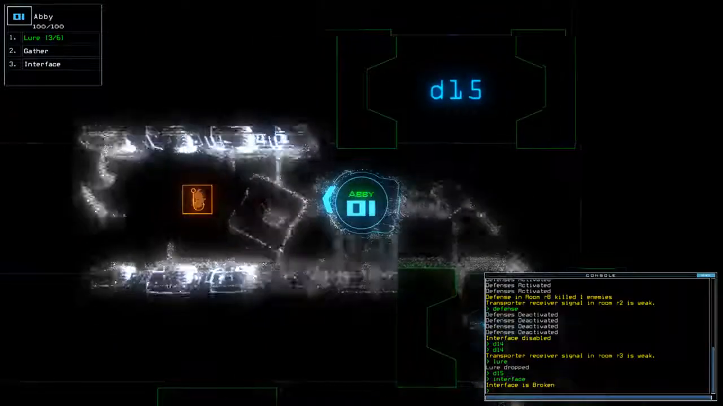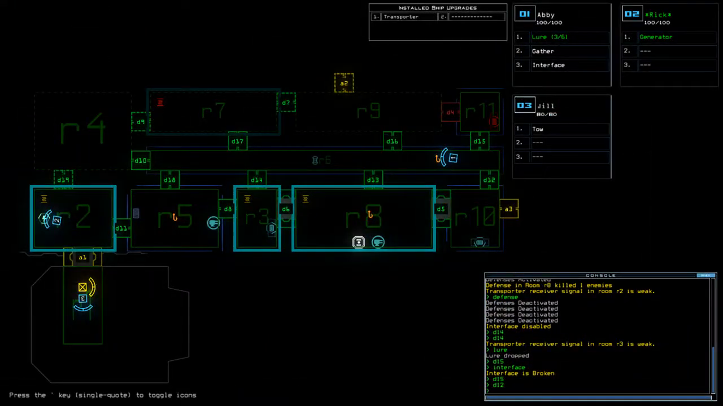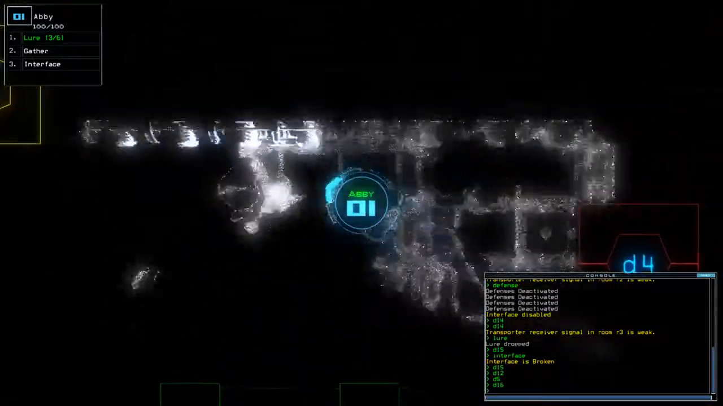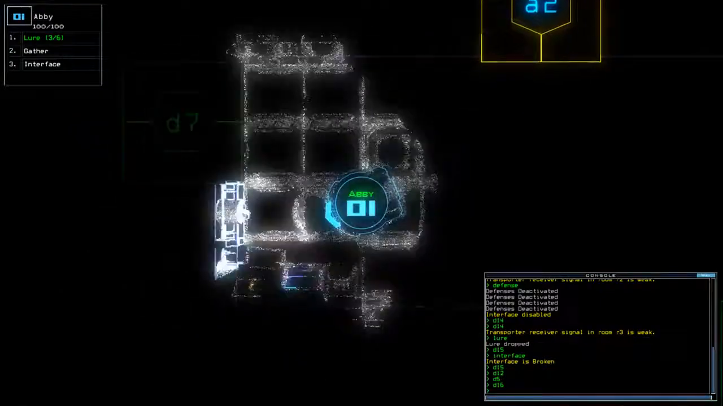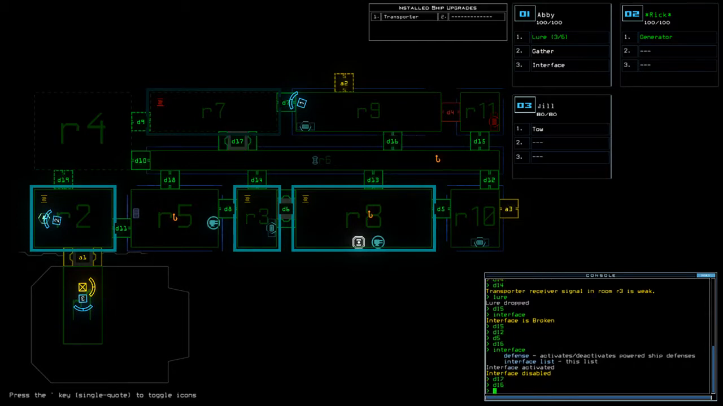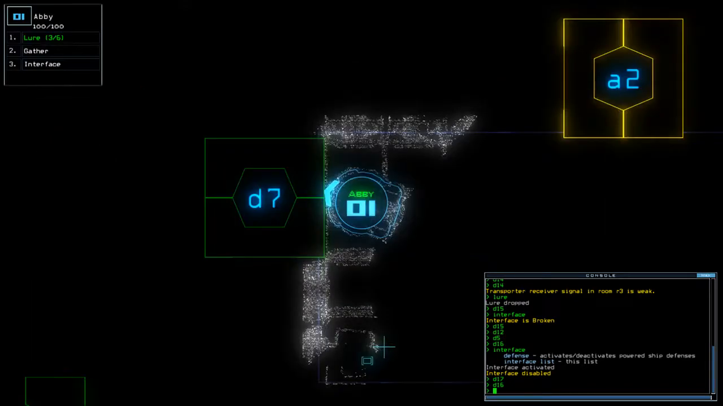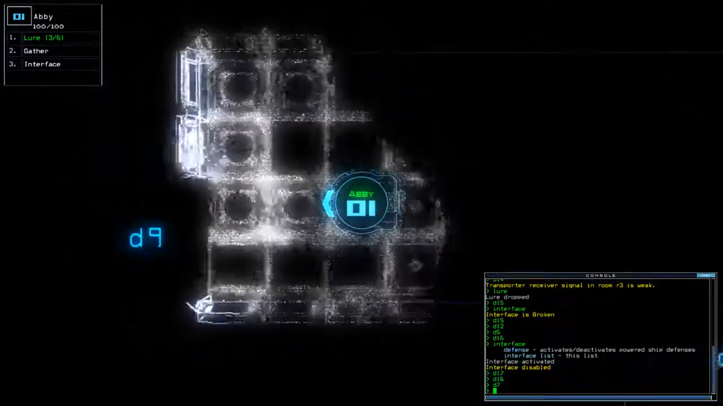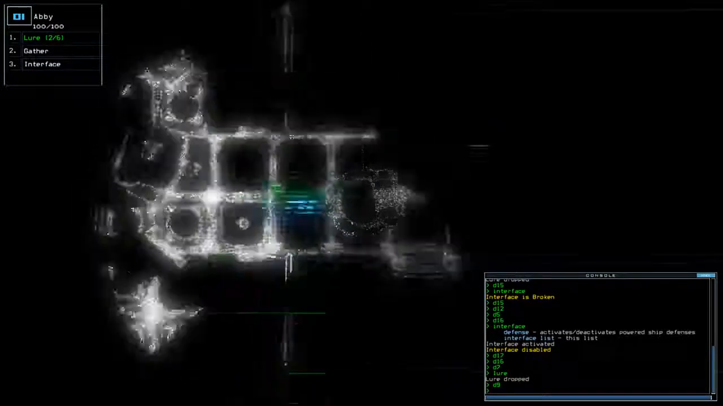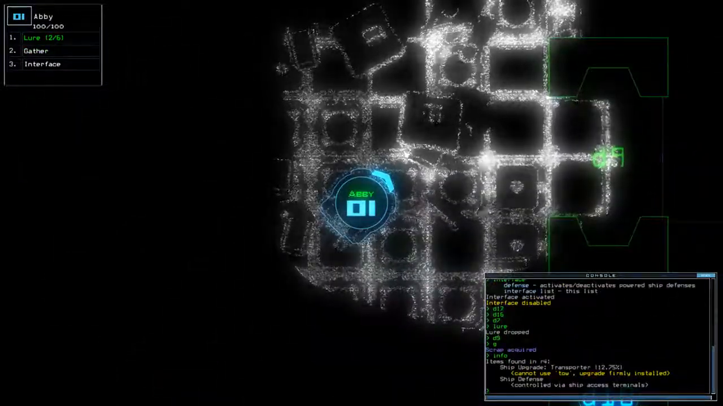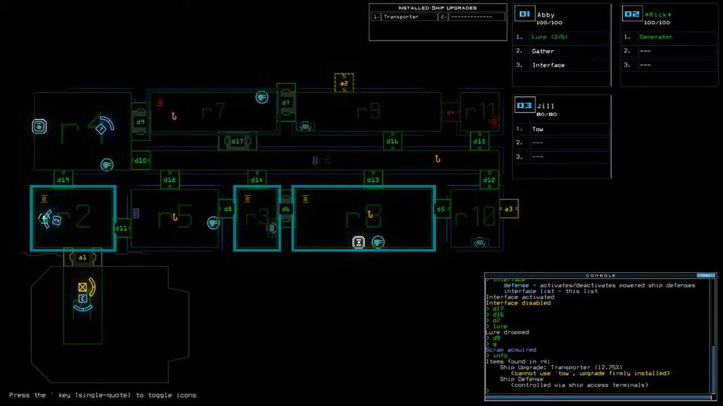Interface broken. It's fine. D15, D12, D5. We know D16 is going to be clear, because we accidentally vented it into space. And then I guess these other two rooms. Yeah, I guess in the other two rooms you've got turrets, so. So we're done. We're actually done.